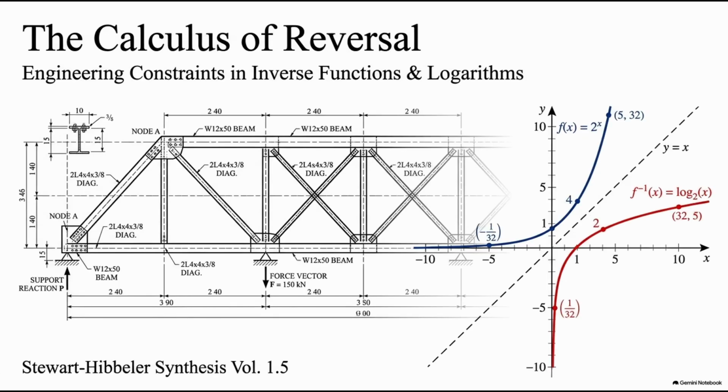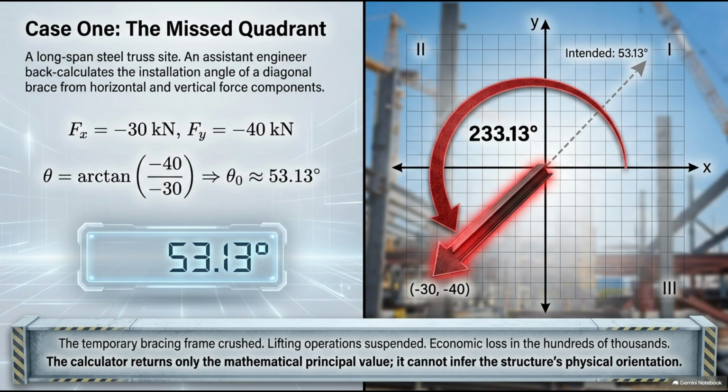Let us look at case 1, involving a missed quadrant in an inverse trigonometric calculation. On a long-span steel truss construction site, an engineer needed to calculate the installation angle of a diagonal brace using monitored horizontal and vertical force components. Both measured force components were negative, but the engineer directly applied the inverse tangent formula into a calculator. Because both force components were negative, their ratio became positive, and the calculator returned a principal angle in the first quadrant, around 53 degrees. This angle was entered directly into the hydraulic jacking system without adjusting for the physical quadrant.